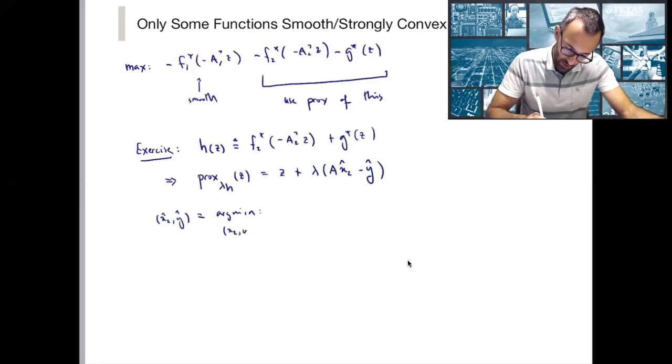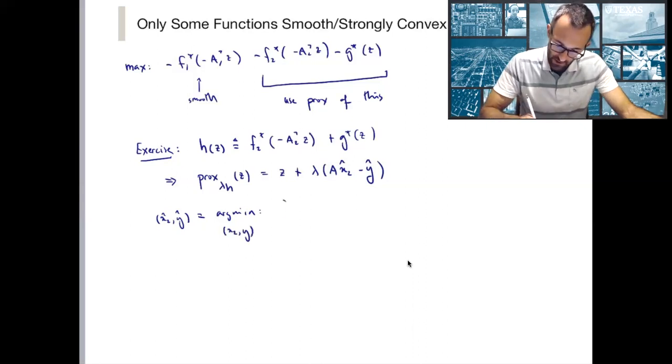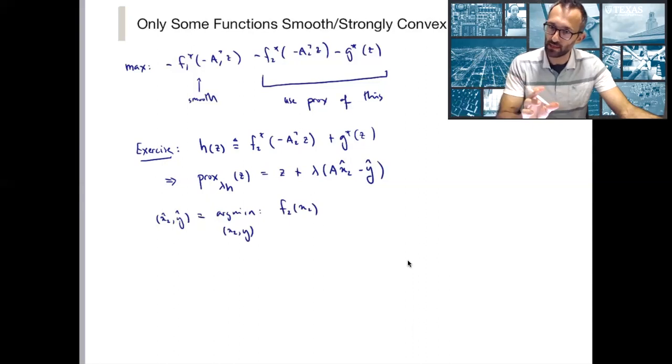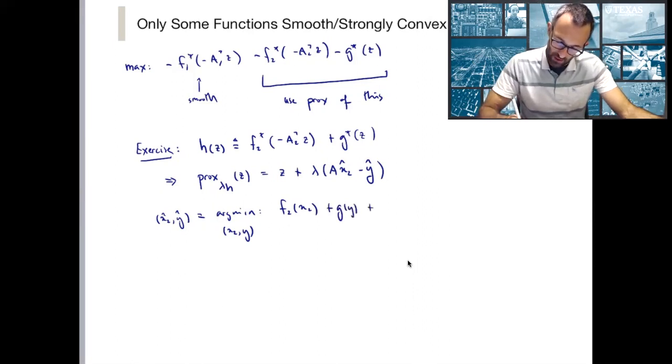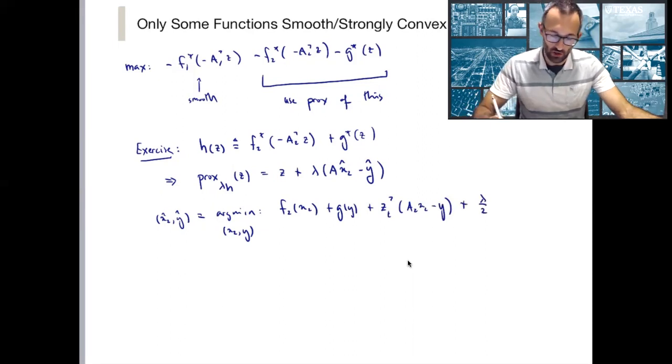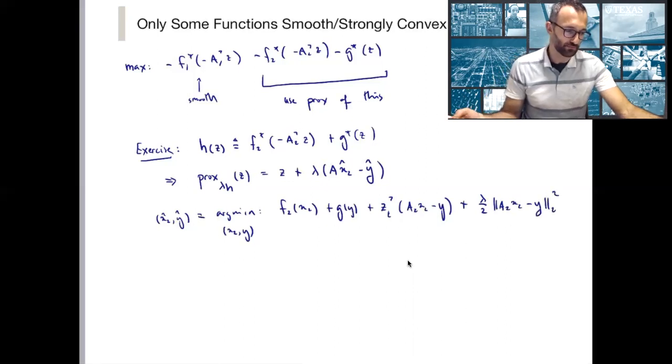Argmin over x2 and y of F2. Again, F1 is absent because we're treating that differently. We're doing proximal gradient. Plus G of y plus Z transpose times A2 x2 minus y plus the augmented Lagrangian term, lambda over 2 times A2 x2 minus y squared.